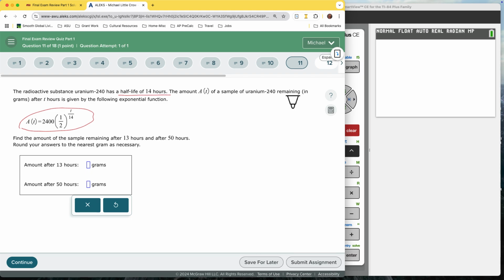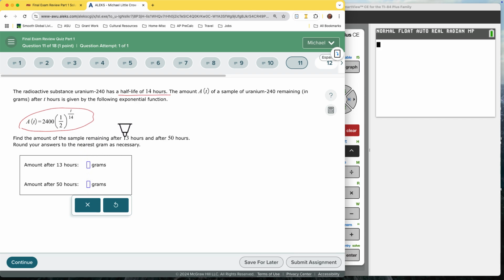The amount A of a sample of uranium-240 remaining, in grams, after T hours is given by this exponential function. And again, I believe in chemistry this is the way they usually address half-life questions, because you always get the half-life. Find the amount of the sample remaining after 13 hours and after 50 hours.